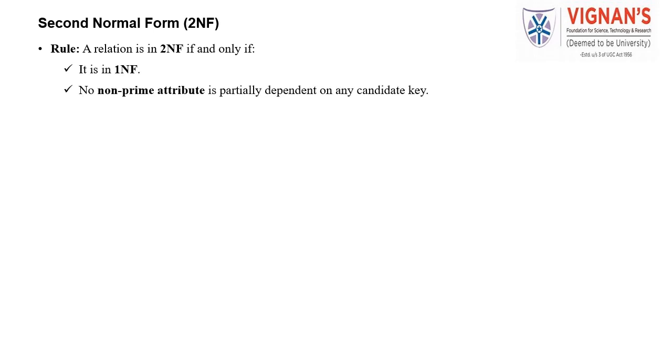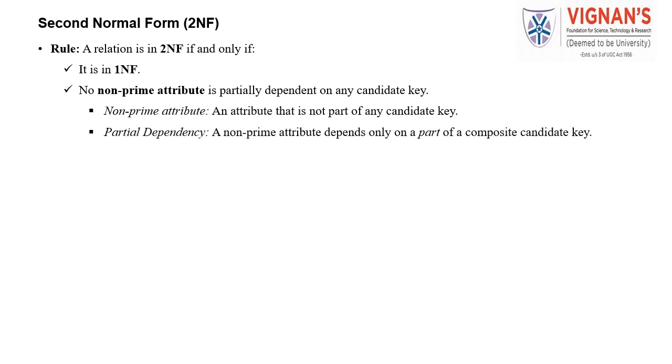Now I will explain second normal form, also called 2NF. 2NF is the next step after first normal form. It focuses on removing partial dependency from a table. A relation is said to be in second normal form if the table is already in first normal form, and no non-prime attribute is partially dependent on any candidate key.